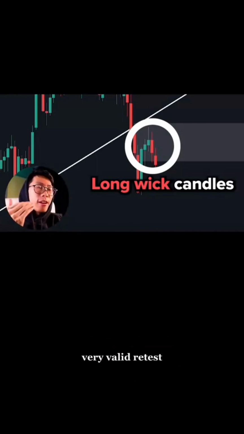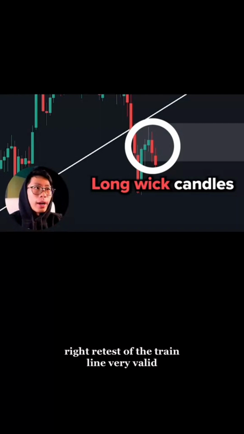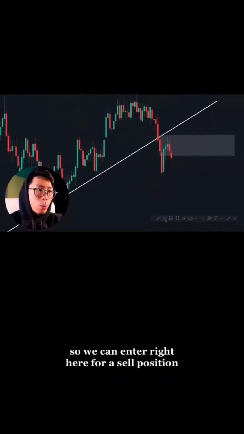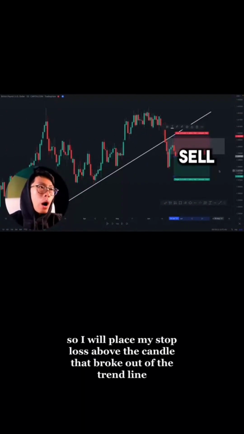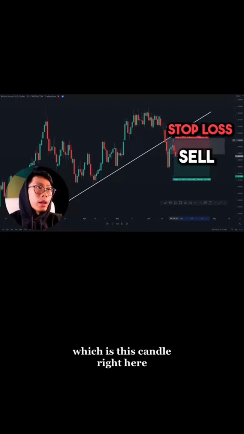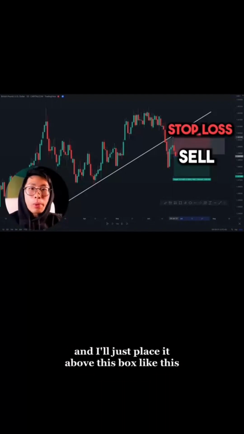This is a valid retest, right? Retested the trend line, very valid. So we can enter right here for a sell position once we see our confirmation that price is just rejecting this rectangular area. So I will place my stop loss above the candle that broke out of the trend line, which is this candle right here, and I'll just place it above this box like this.